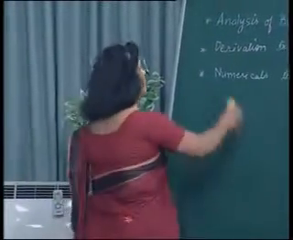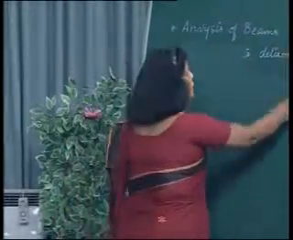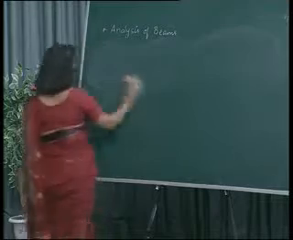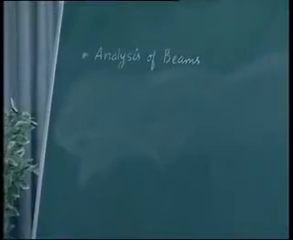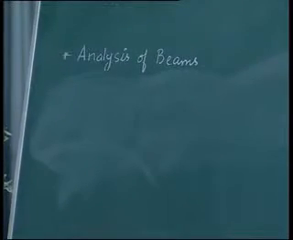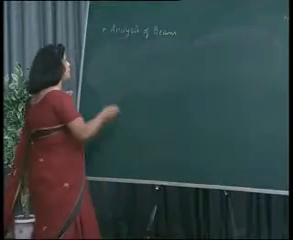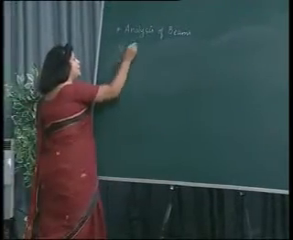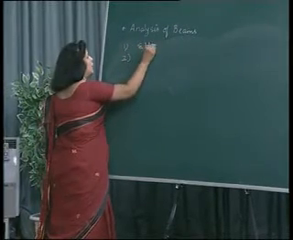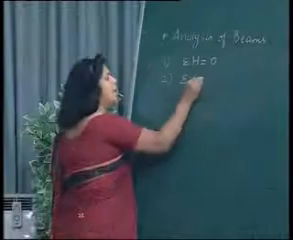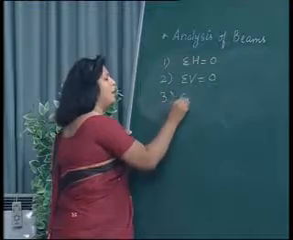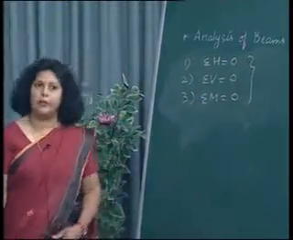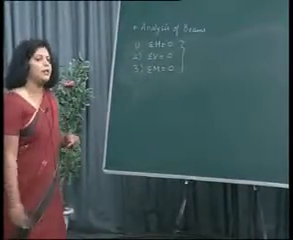To analyze a beam, we have to find the support reactions using the conditions of equilibrium. These conditions are: first, the algebraic summation of all the horizontal forces should be equal to 0; second, the algebraic summation of all the vertical forces is equal to 0; and third, the algebraic summation of moments is equal to 0. These are the three important conditions of equilibrium through which we can determine the support reactions.